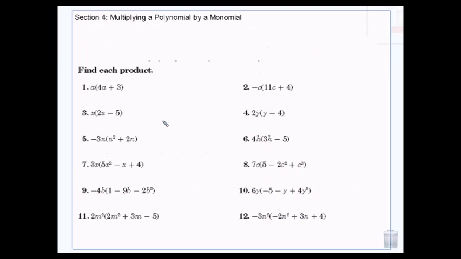Okay, we have multiplying a polynomial by a monomial. So what we do is we're going to distribute. And what that means is we multiply everything inside.